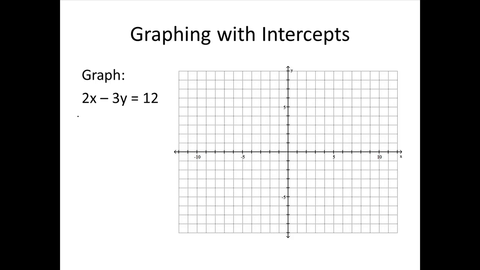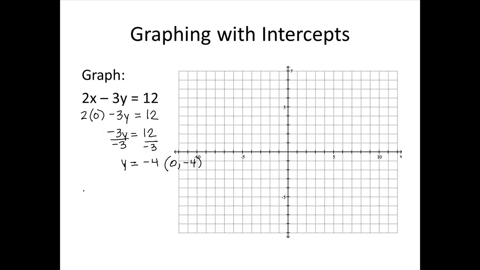So we're going to look for that x and y intercept again. We're going to say 2 times 0 minus 3y is equal to 12. Well, 2 times 0 is 0, so that leaves me negative 3y is equal to 12. I divide both sides by negative 3, and I get y is equal to negative 4. So my first ordered pair, my y-intercept, has an x-coordinate of 0, a y-coordinate of negative 4.